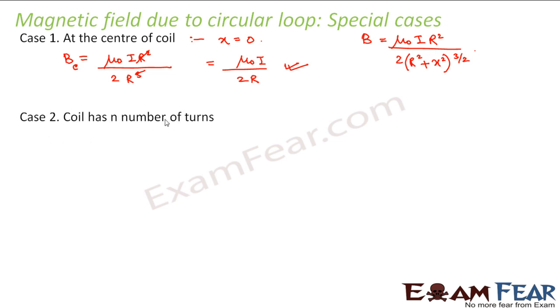The next case is if the coil has n number of turns, like here I have just shown you one coil. Now let us suppose that this coil is having n number of turns like this. So what will happen in that case? In that case, your magnetic field will also become n times, because the magnetic field will be equivalent to the magnetic field due to n coils, right? So the magnetic field will become n mu naught I r square divided by 2 into r square plus x square to the power 3 by 2.